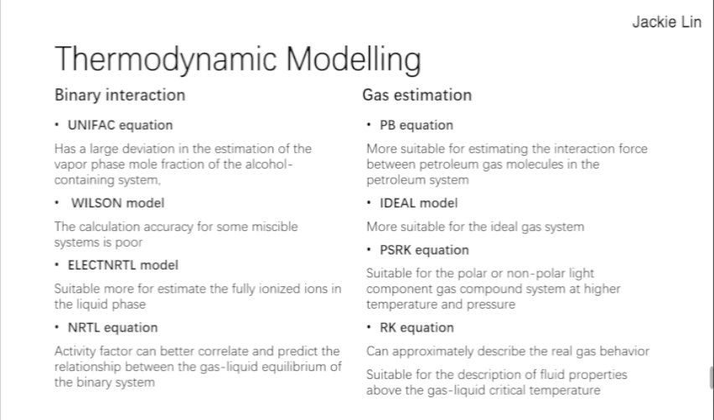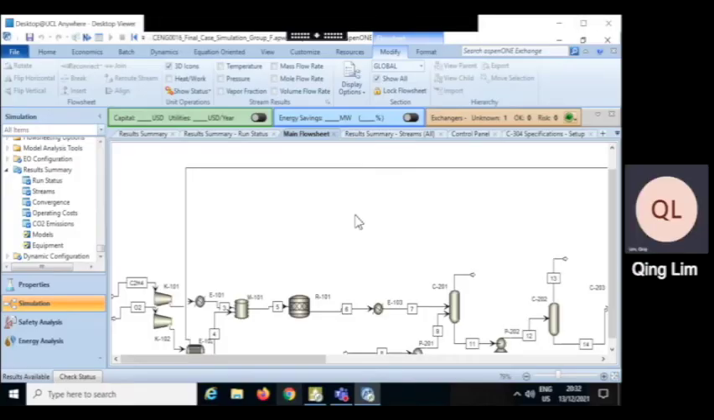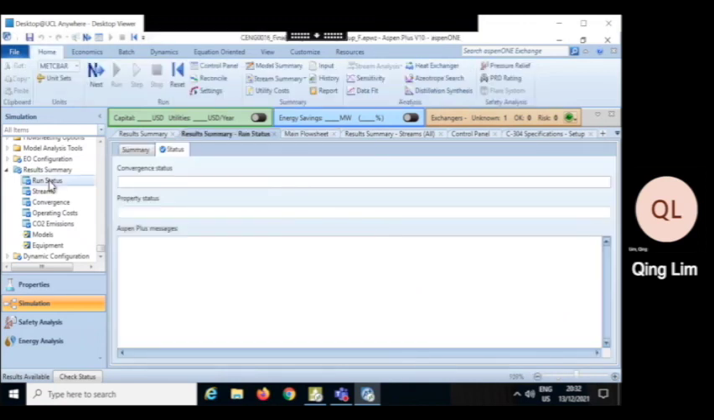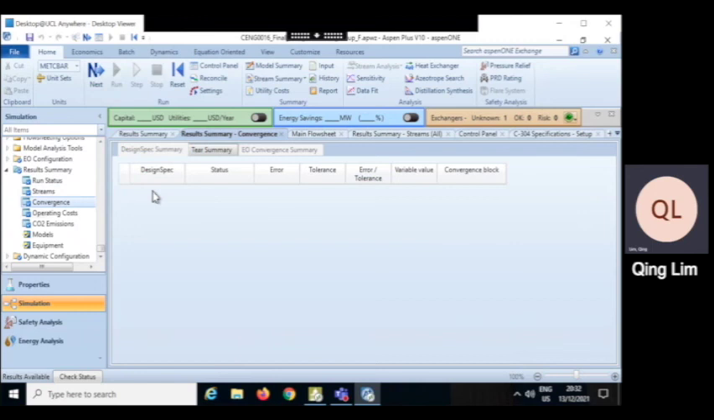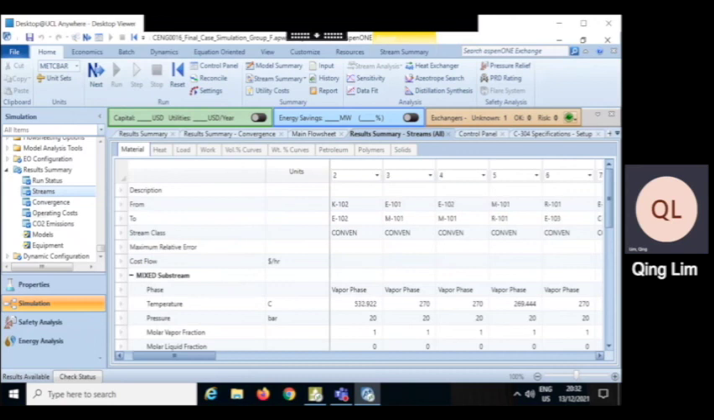pressure range is wide. It is suitable for the description of fluid property above the gas-liquid critical temperature, and also has a more reasonable description for liquid and low pressure gas whose temperature is slightly lower than the critical temperature. To summarize, our final case simulation ran without errors, and there were no convergence errors, and a stream table can be produced.